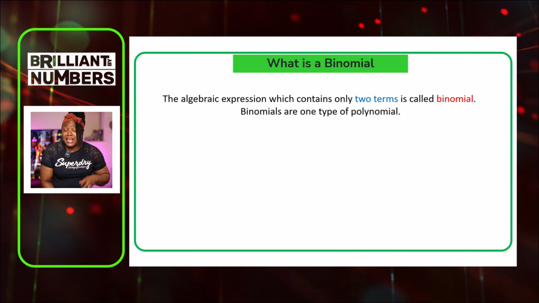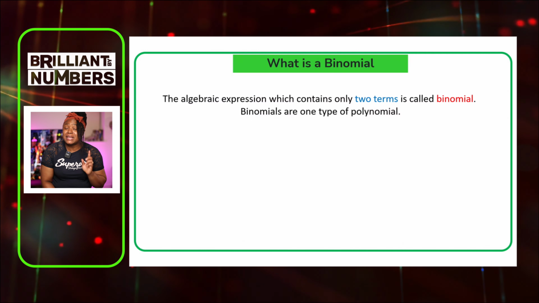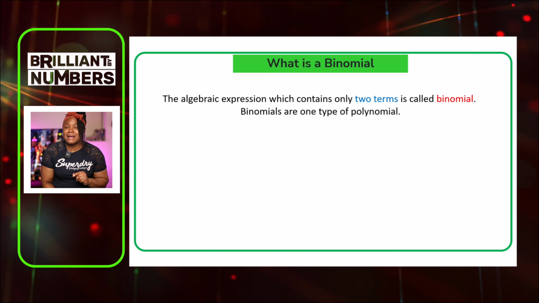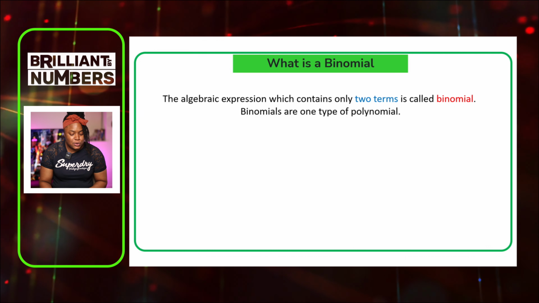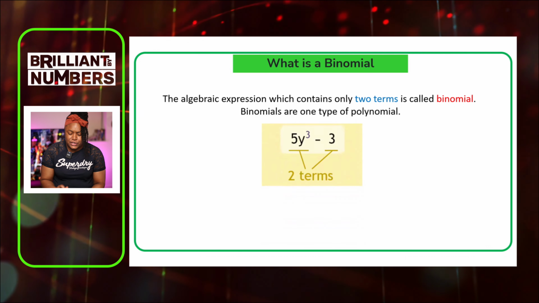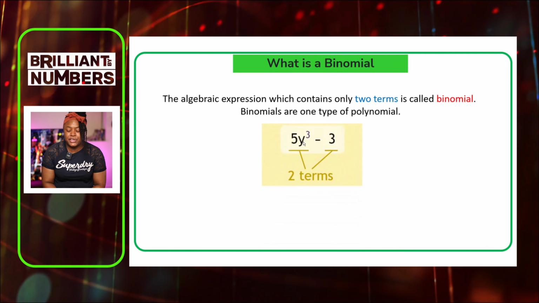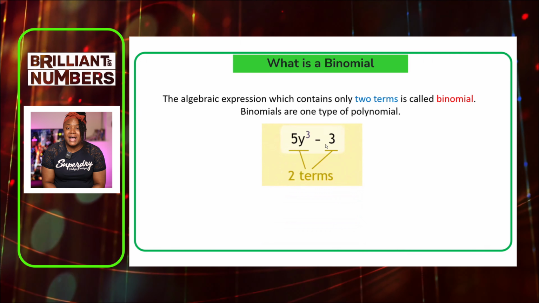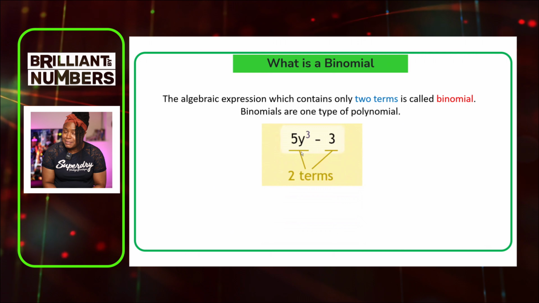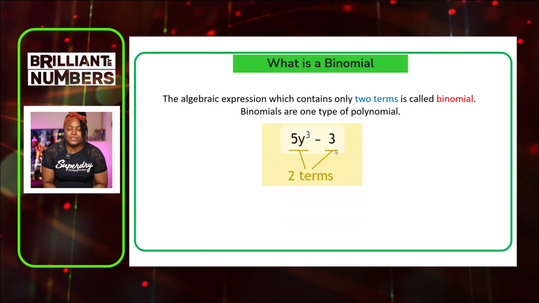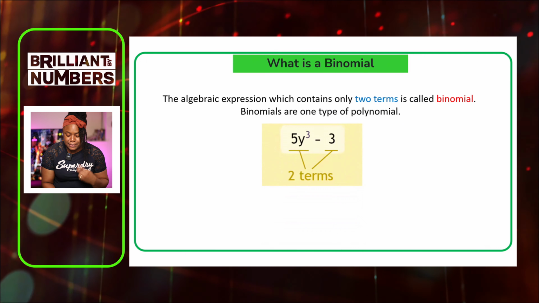Now, let's start by defining a binomial. The algebraic expression, which contains only two terms, is called a binomial. Of course, the prefix bi means two. Binomials, however, are one type of polynomials. So two terms exactly. If you look here, we've got 5y cubed minus 3. 5y cubed is one term and minus 3 is the other term. So those are two terms.